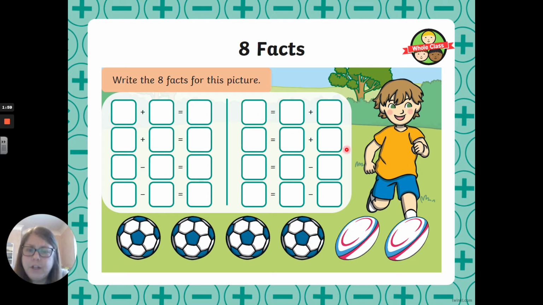See if you can have a go at writing 8 facts. Remember, I want 2 addition like this, 2 addition like this with the whole at the beginning, 2 subtraction like this with the whole at the end, and 2 subtraction like this, but remembering it's a part equals a whole, take away a part. So have a go, pause the video, off you go.